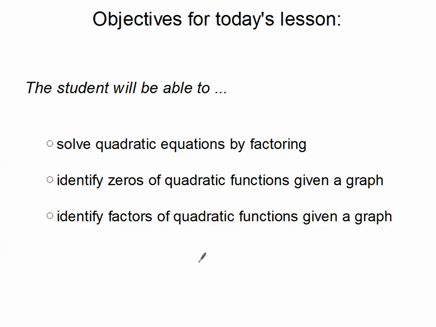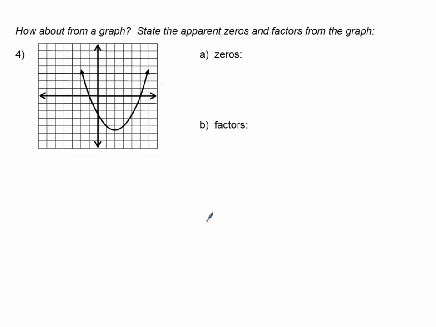In this second tutorial, we will identify zeros and factors of quadratic functions given a graph. So let's flip over to number 4 in our notes, and this should be a pretty quick tutorial. We are given the graph of a quadratic function, and it says state the apparent zeros and the apparent factors from the graph. So let's first start with zeros.